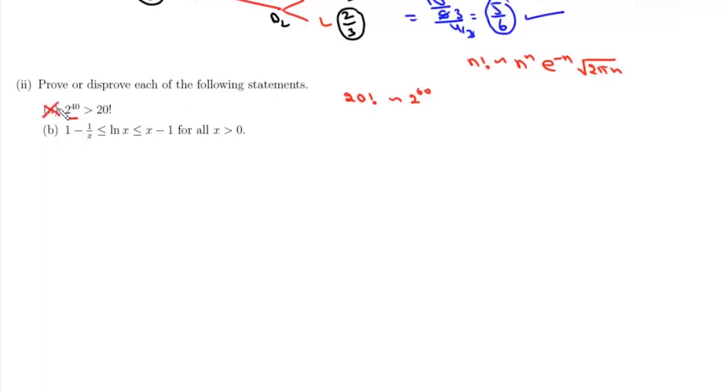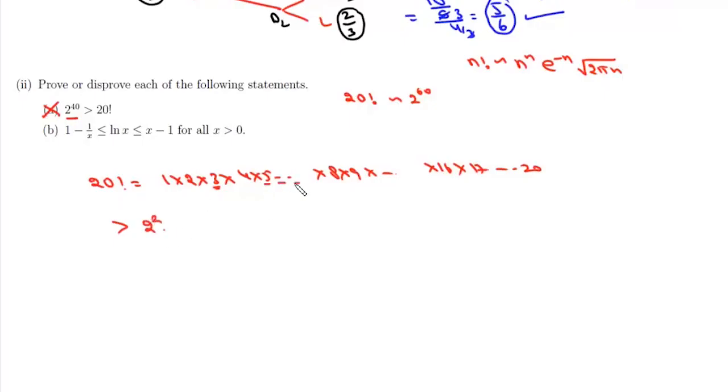Now one way of proving it is, we can write factorial 20 as 1 into 2 into 3, 4 into 5 into 8, 9, 16, 17 up to 20. Now we know that 3 is greater than 2, so we can write this expression is greater than 2 into 2, which is 2 square. Now 5 is greater than 4, 6 is greater than 4, and 7 is greater than 4, so it will be greater than 4 to the power 4.